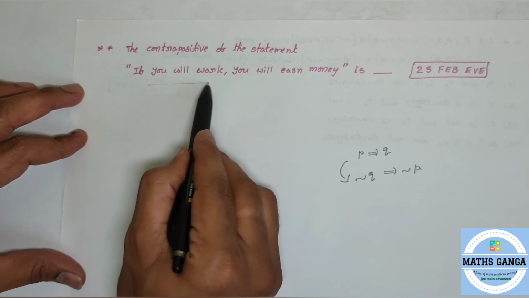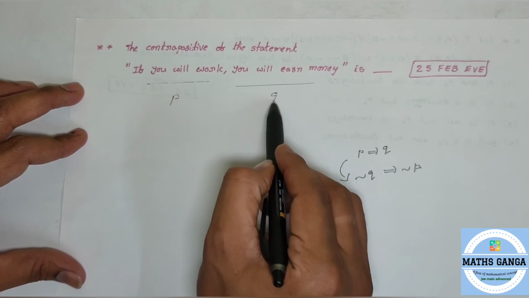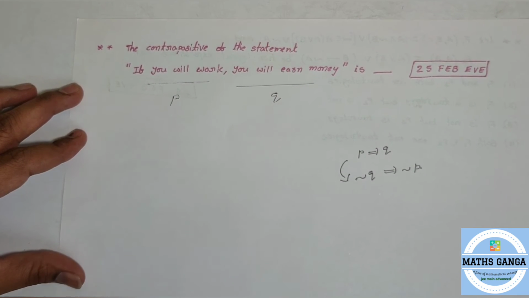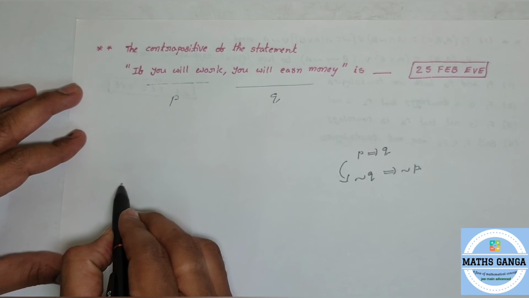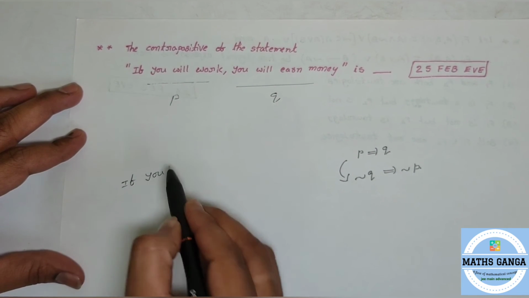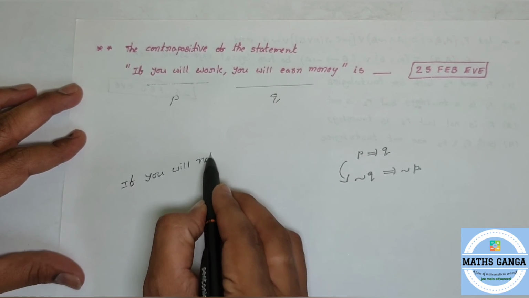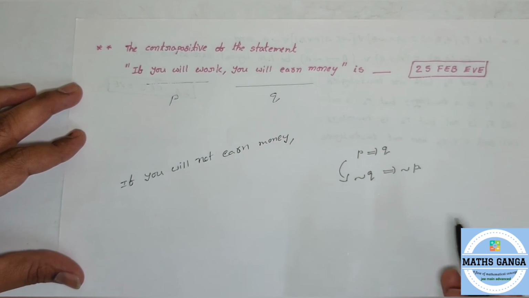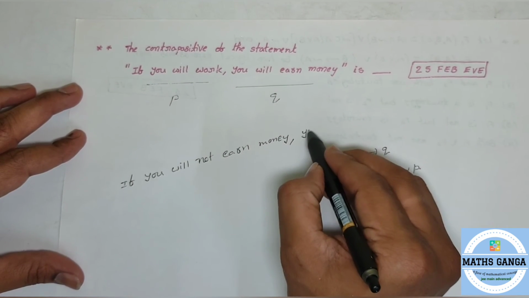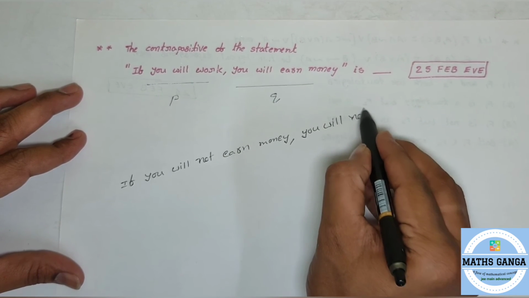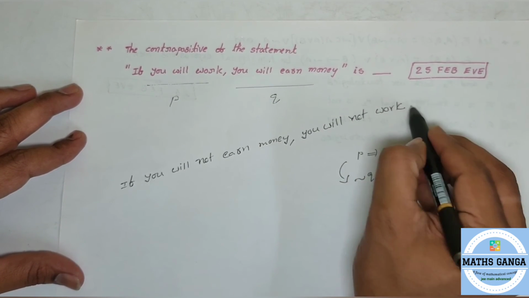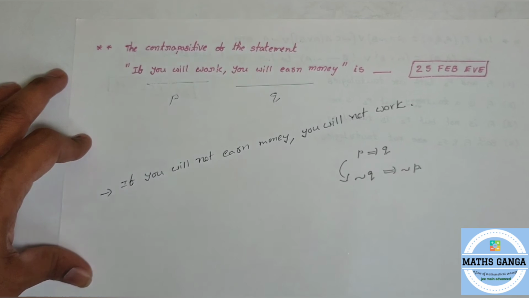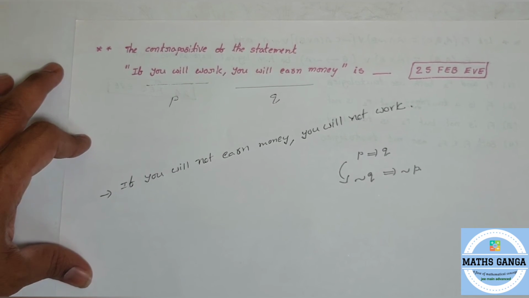So here, if you will work, that is statement P, and you will earn money, that is statement Q. Now, negation Q implies negation P. Negation of Q is: if you will not earn money, then negation of P: you will not work. That is the contrapositive of the given statement. You need to choose this one from your options. That's the question from the 25th February evening session.